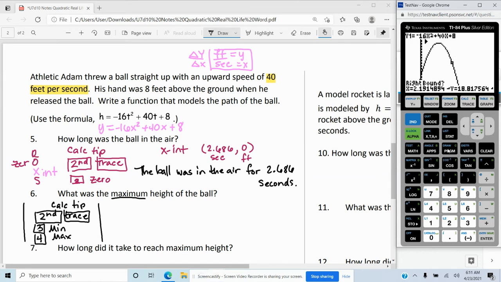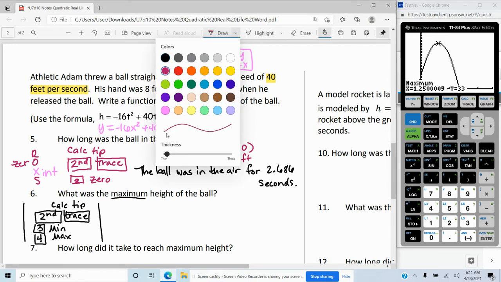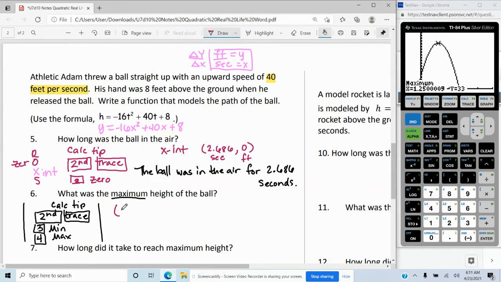Go to the right, and then we're to the right of the vertex. I hit enter. It says, do you want to guess? No, thank you. And then I have maximum right there, right? So my value is, I've got x being equal to 1.25. And y'all don't round to the nearest number. That's middle school. We don't do that. You need to round to at least a hundredth or even a tenth. And then we got y is 33.